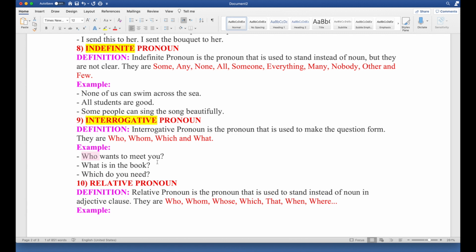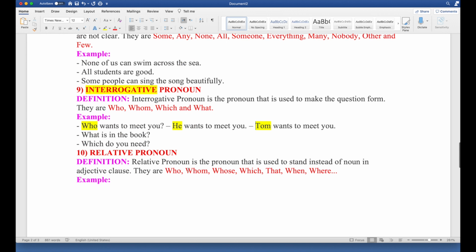Okay, so instead of using a pronoun, like he wants to meet you, we want to ask who, so the who replaces the he. So if the answer is he wants to meet you, who is replacing he. Or for example, Tom wants to meet you. In this case, we are asking who wants to meet you, and who would be replacing the noun Tom.